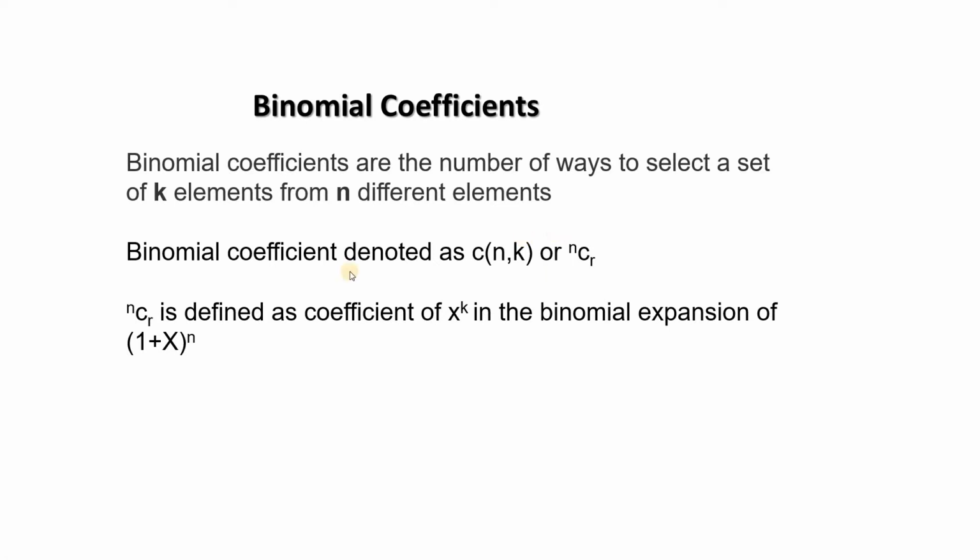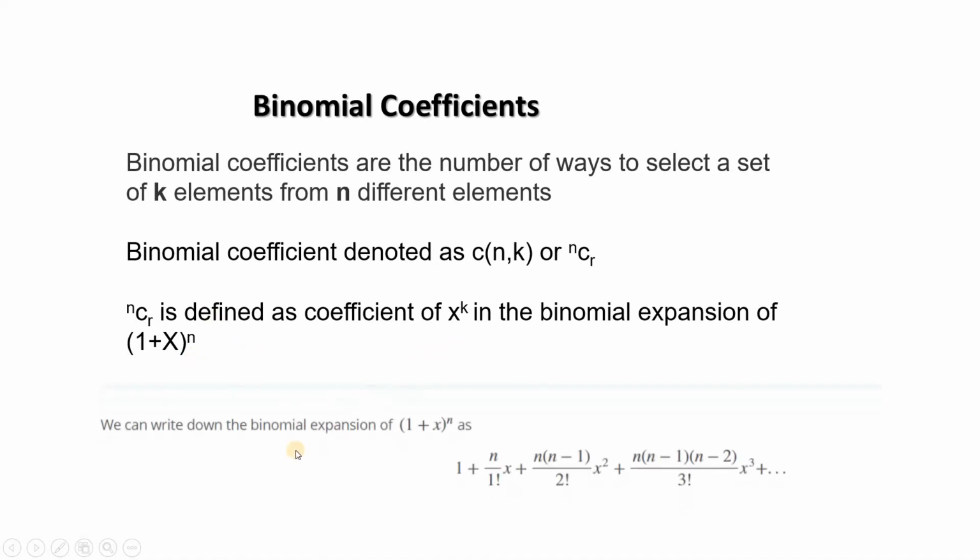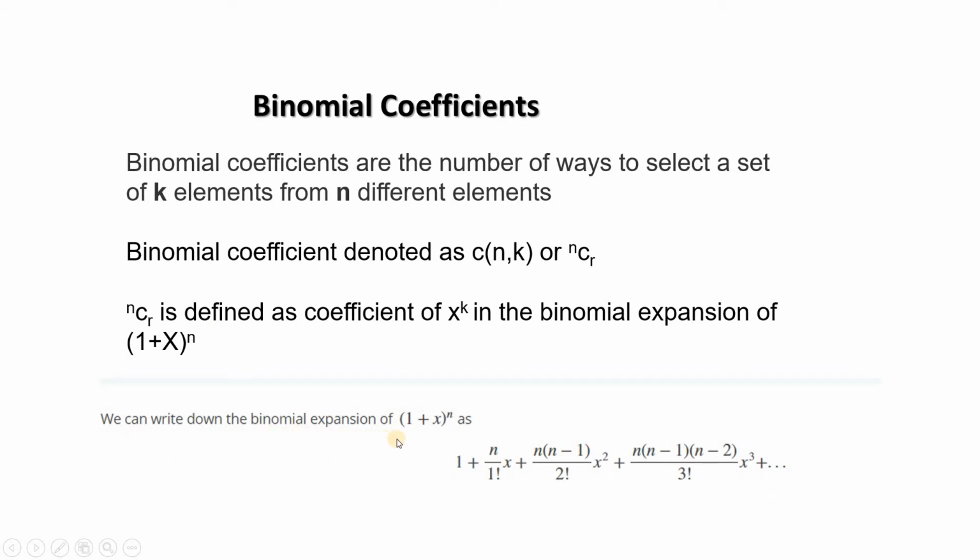So what is nCr? nCr is defined as the coefficient of x to the power k in the binomial expansion of (1 plus x) whole to the power n. Here k and r are the same. So if we write the binomial expansion of (1 plus x) whole to the power n, then the coefficient of x to the power k will be nCr. Here you can see we can write down the binomial expansion of (1 plus x) to the power n like this.